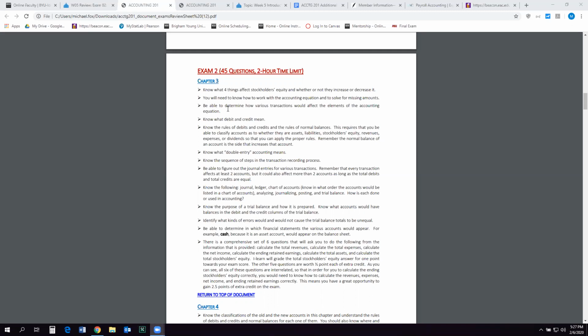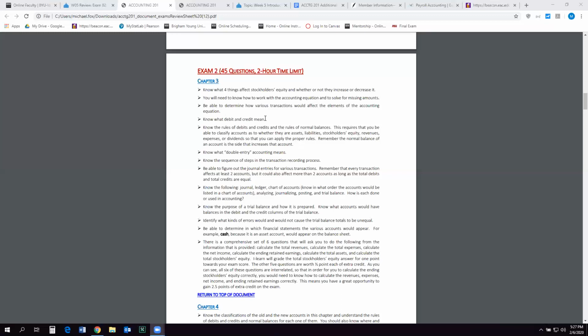Be able to determine how various transactions will affect the elements of the accounting equation. So same idea, right? If you have an increase to an asset and an increase to a liability, how will that look and how will that change things? Remember that the key element here is that assets have to equal liabilities plus equity.